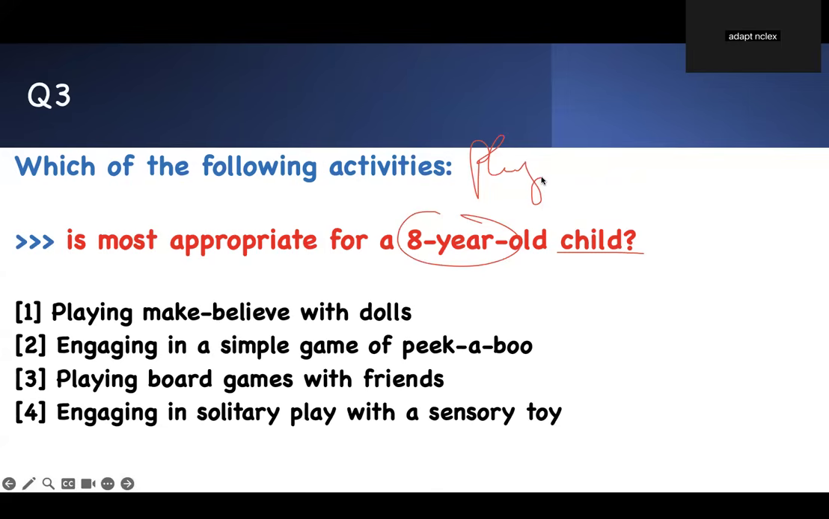Which game do you think I'm cooperating? Playing make believe with toys. Well, there's no cooperation here. And there's leadership, right? Engagement in what? A simple game of pick apple is not cooperating. Playing board games with friends, yes, I'm cooperating with you, right? Engaging in solitude play with the sensory toy is not. You see how I answer? I just picked my buzzword and I said, I'm looking for cooperation. Number three is cooperating. That's your best answer.